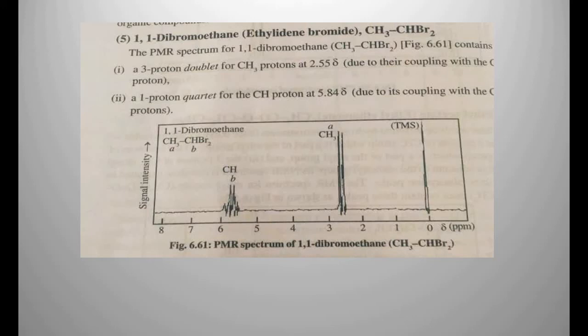So look here: TMS at 0, the CH3 doublet at about 2.55 delta, and the quartet of CH at about 5.8 delta.